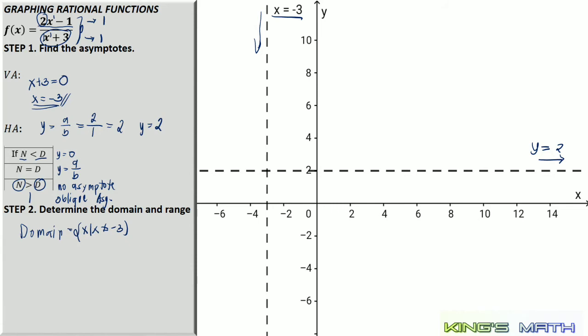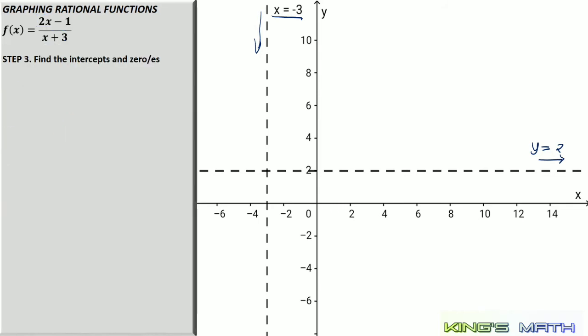How about the range? Range here is the set of y such that y is not equal to 2. So this means that the range is the set of real numbers except 2. If you're going to observe, you have here negative 3 and 2. These numbers will never be part of our function.